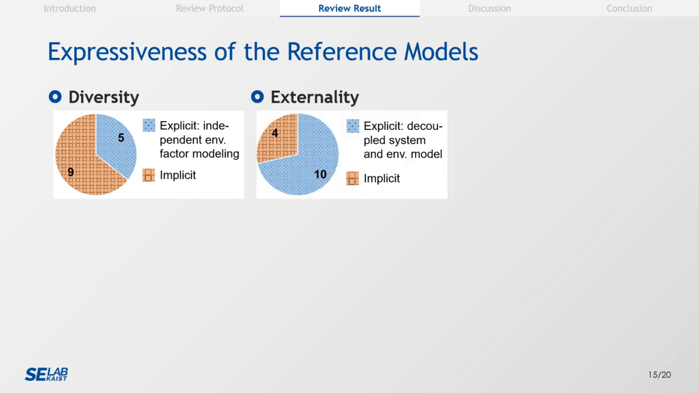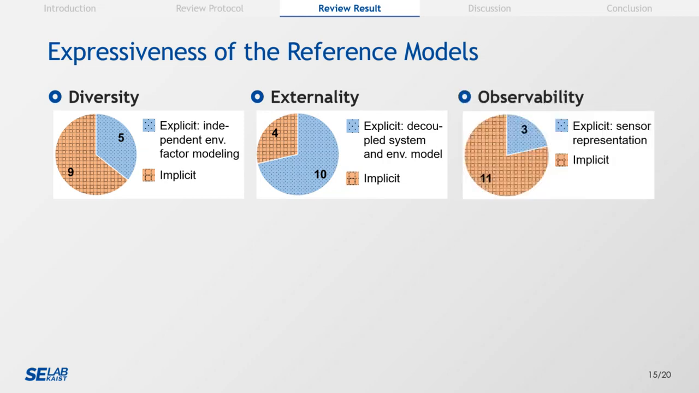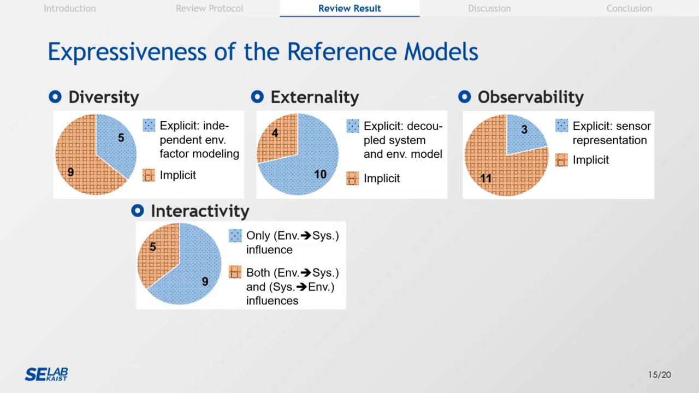For externality, most of the models took a strategy to decouple the environment from the system model. For observability, only 3 models explicitly express the sensor for environment observation and sensing mechanisms. The other models just assume the information in the environment model is somehow transferred to the system.